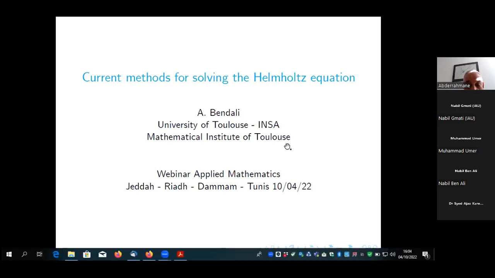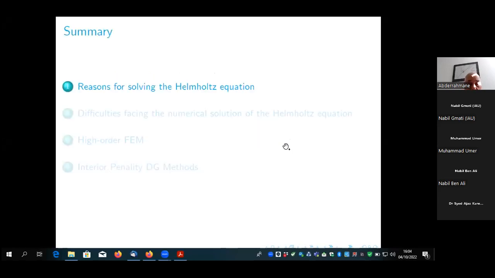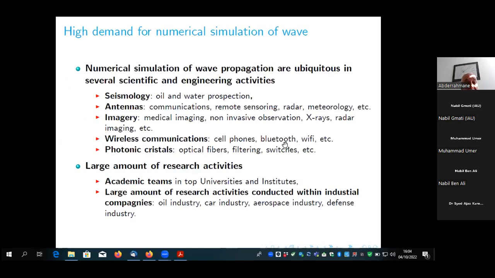Okay. I will mainly focus on polynomial method and mainly on two of them. So I start with the reason for solving the Helmholtz equation, and from which such kind of problems come from. In fact, the need to solve the Helmholtz equation comes from the high demand for numerical simulation of wave.